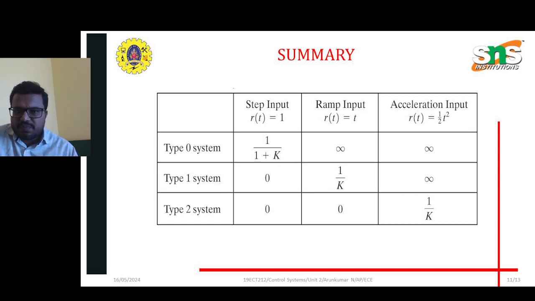If the input is a step input, then for a type 0 system the error is 1 by 1 plus K. If it is a ramp input, then it is a type 1 system. If it is an acceleration input, then it is a type 2 system.